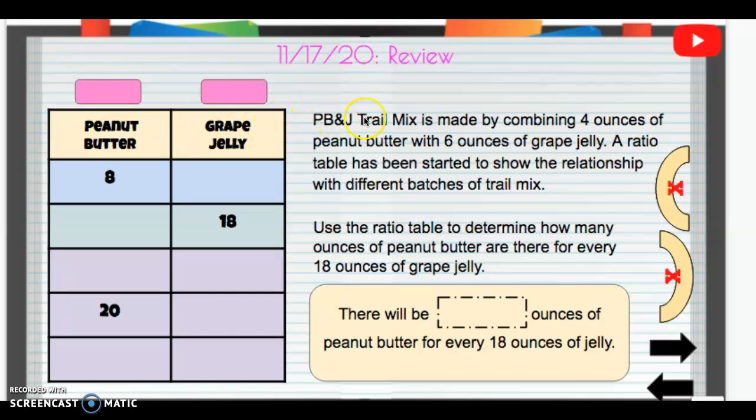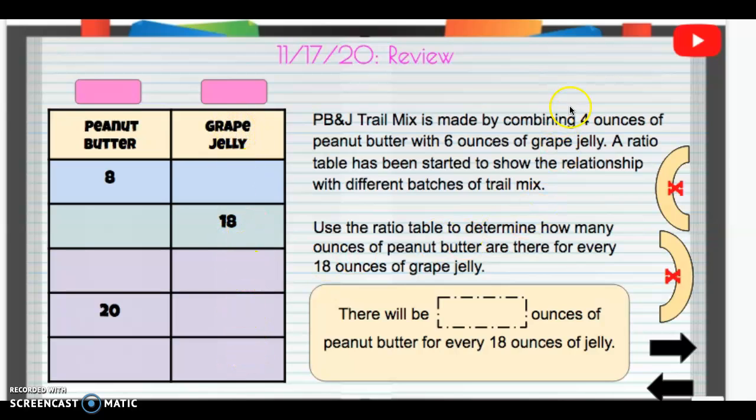All right, so this says a PB&J trail mix is made up of combining 4 ounces of peanut butter with 6 ounces of grape jelly. The ratio table has been started to show the relationship with different batches of trail mix. So the amount of peanut butter in the trail mix is this column, and the amount of grape jelly in the trail mix is in this column.